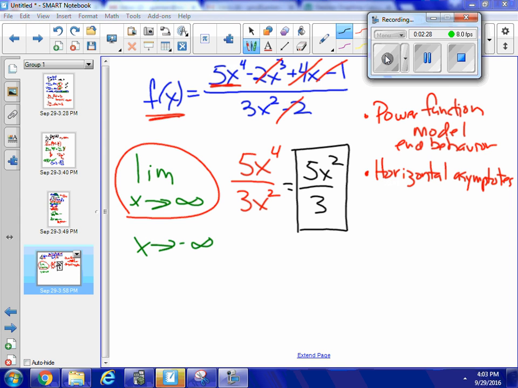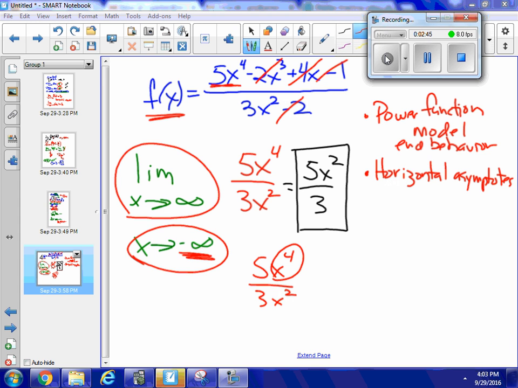And the same is true as x gets closer to negative infinity. Because what am I going to have? Again, 5x to the fourth over 3x squared. All of these negative numbers are going to be turned into positive numbers because I have x to the fourth and x squared. So it's still going to be 5x squared over 3. That's going to be the end behavior of this function on both sides. You could have probably written just x squared because that's the power function.